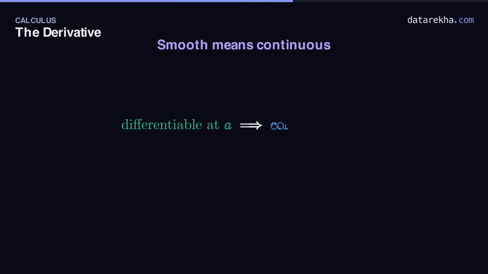Now, a relationship worth burning into memory because it runs one way only. If a function is differentiable at a point, then it must be continuous there. A smooth slope forces an unbroken graph, but the arrow does not run backward. Continuous does not imply differentiable. A graph can be perfectly unbroken and still have a point with no slope. The classic witness is the absolute value function.